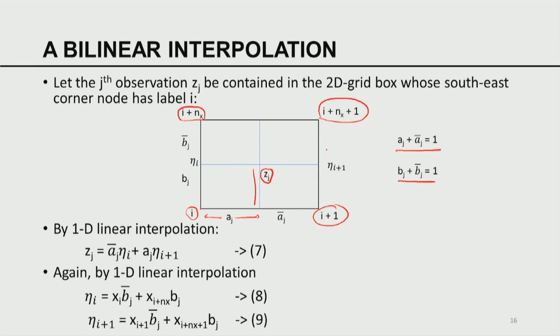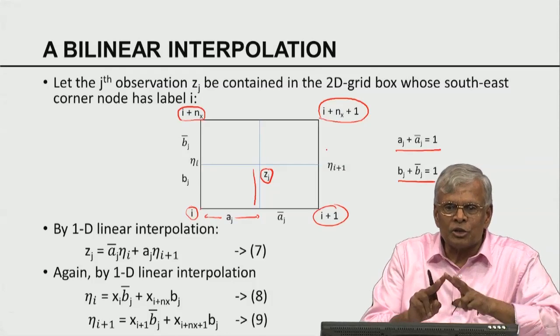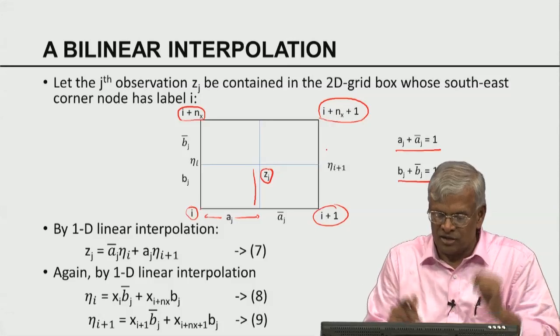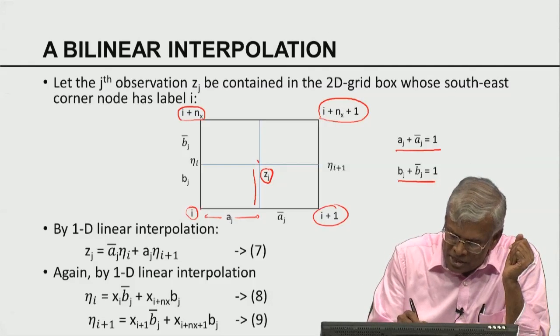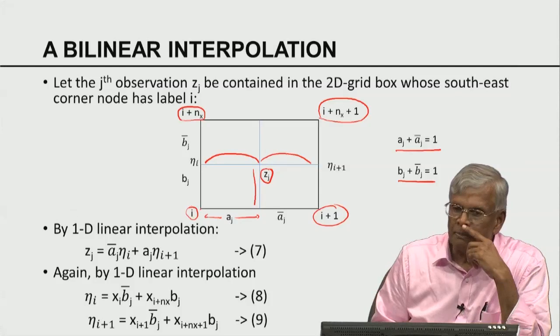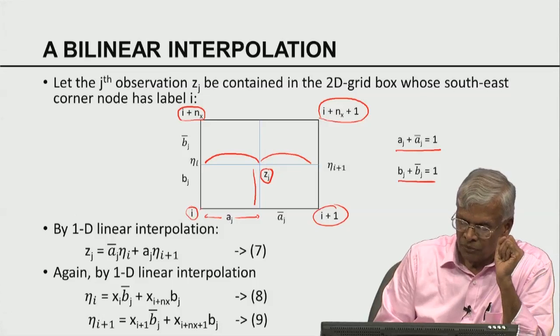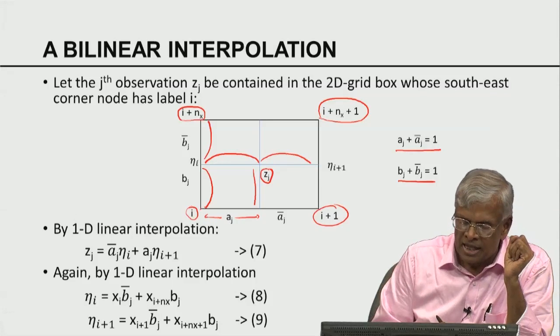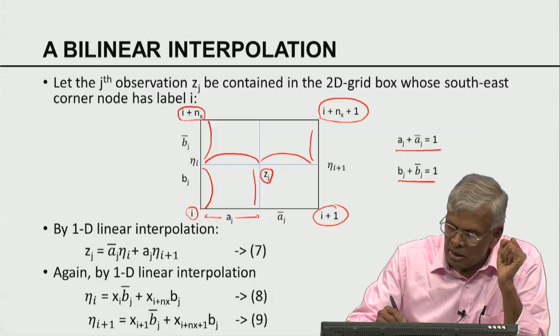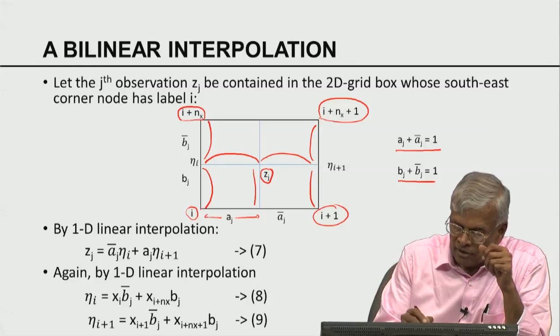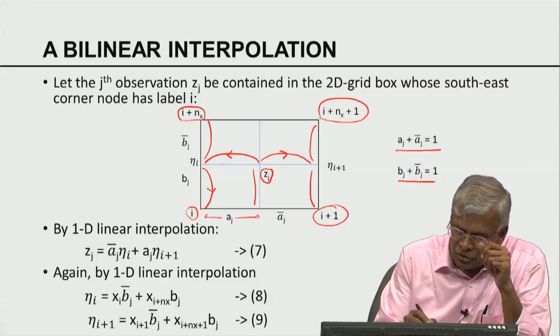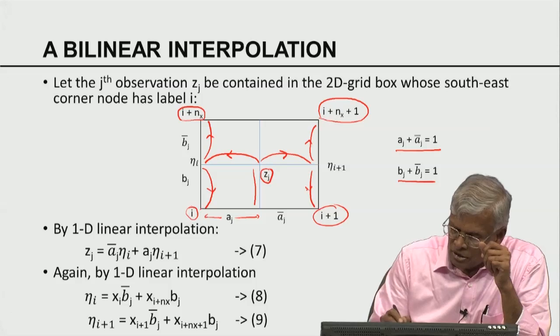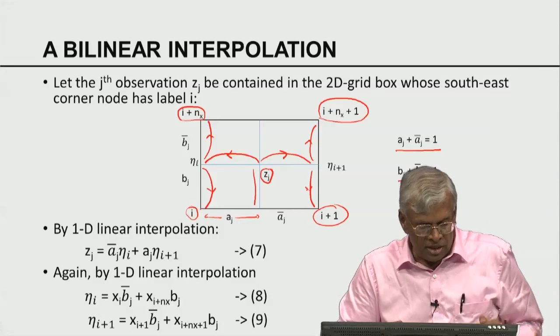So what are we first going to do? I have to relate zj to xi, xi plus 1, xi plus nx, xi plus nx plus 1. I am going to do this as two applications of the linear interpolation we have already seen. I am first going to relate zj to eta i and eta i plus 1 using a 1D interpolation. And once eta i is computed, I am then going to relate this to xi and xi plus nx, and the others. So I will do this first and then do this next. That way I am going to spread zj into 4 of these quantities.